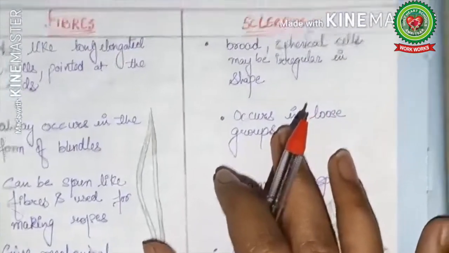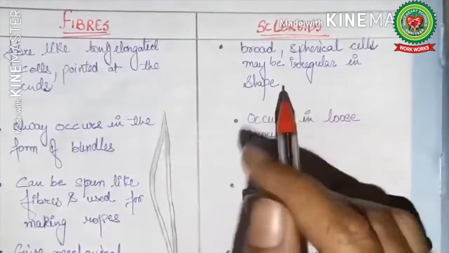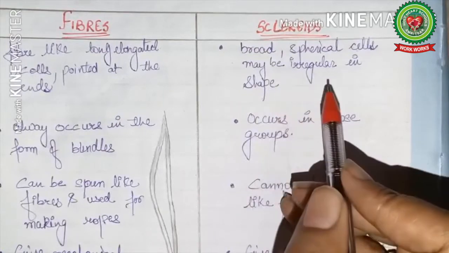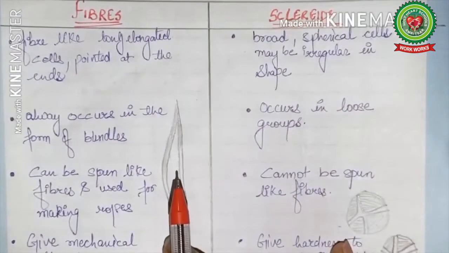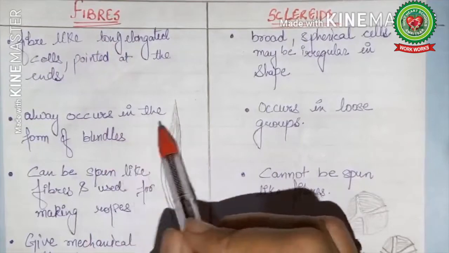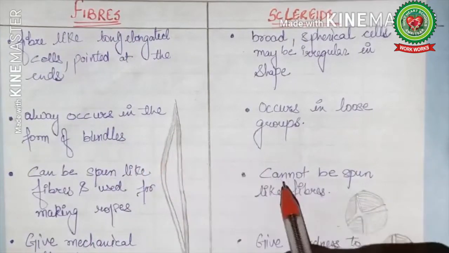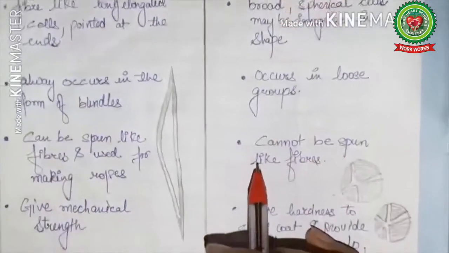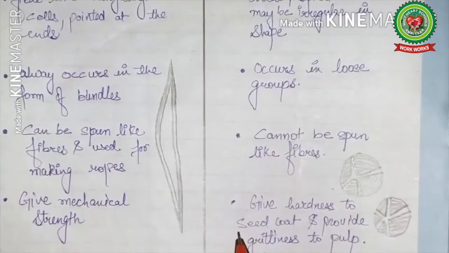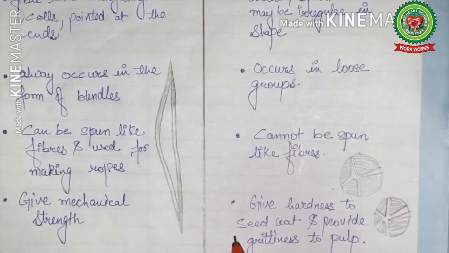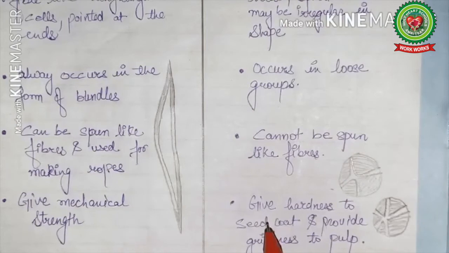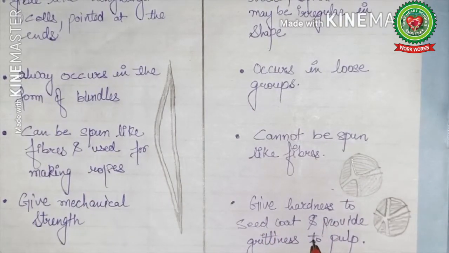But if we talk about sclereids, they are broad spherical cells and may be irregular in shape. They occur in loose groups, while fibers are always present in the form of bundles. Cannot be spun like fibers. They provide grittiness to the fruit. You might have seen gritty particles in the pulp of pear and guava. Those gritty particles are actually sclereids only, which provide hardness to the pulp of that fruit and also provide hardness to the seed coat.